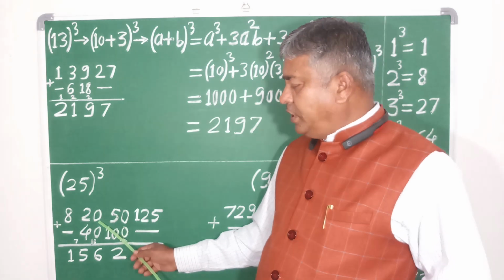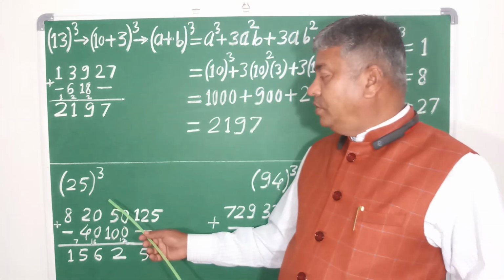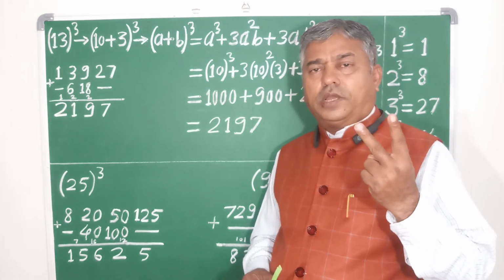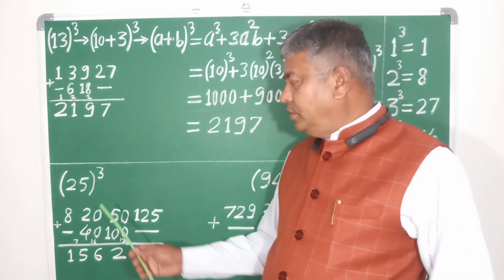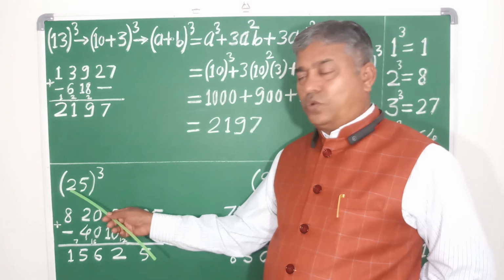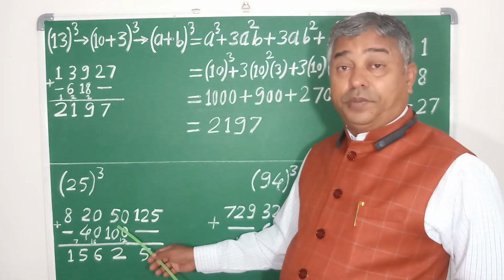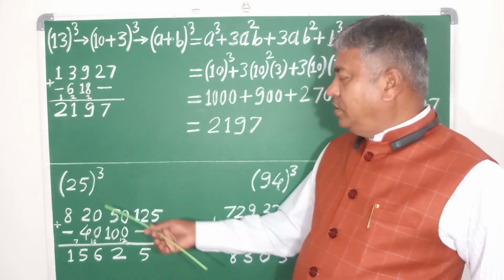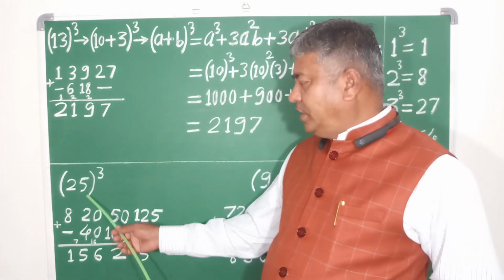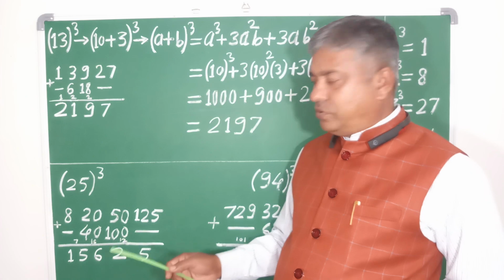that is 20. And now the third group, in the third group we do the reverse process, that is square of the second and multiplication with the first. Square of 5 is 25, into 2, multiplication with first, means 50. We have got 50 in the third group. Then the last group, as usual, is the cube of the second one. 5 is the second digit, its cube is 125.